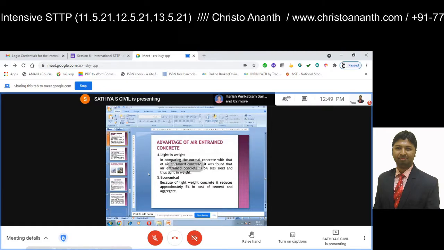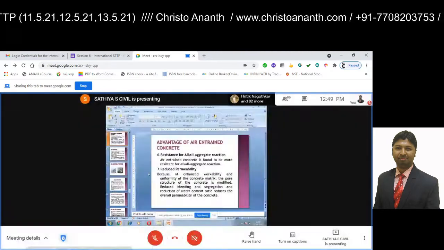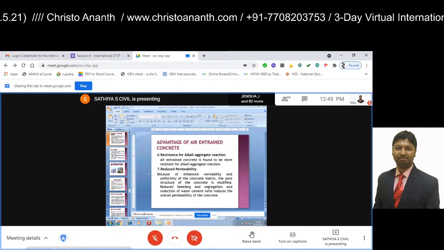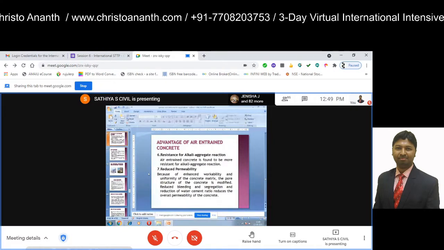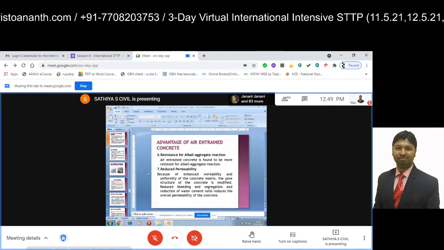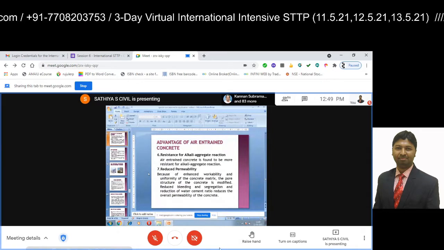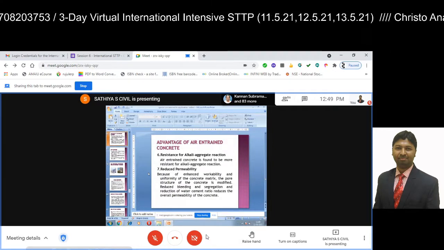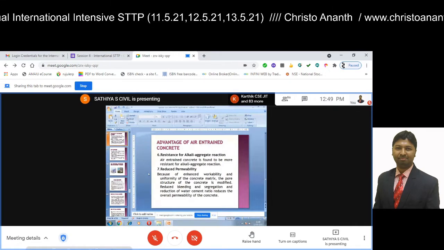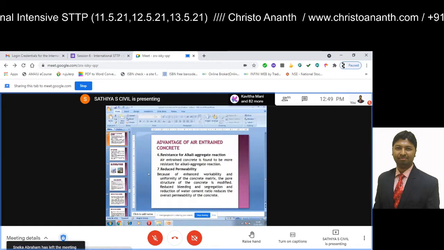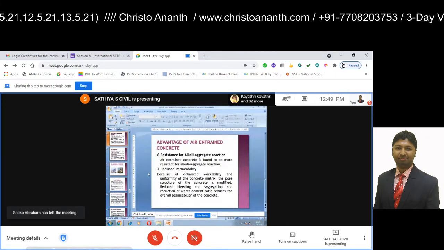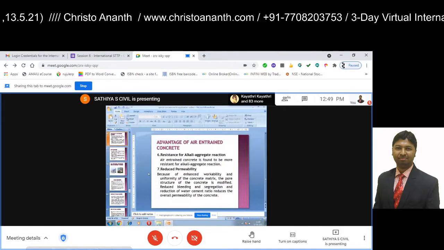Hence, it is economical. Then another advantage of air entrained concrete is resistance to alkali aggregate reaction. Air entrained concrete is found to be more resistant to alkali aggregate reactions. Then reduced permeability. So we can reduce the porous structure. Because of enhanced workability and uniformity of the concrete mass, the pore structure of the concrete is modified. The pore structure or micropores will be blocked by the air. So we can reduce the permeability.